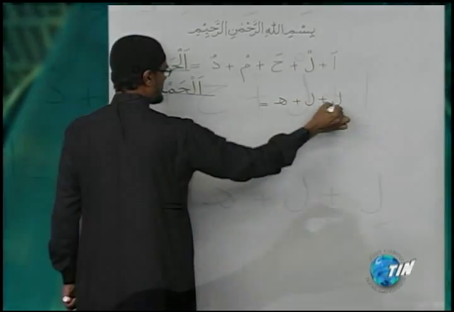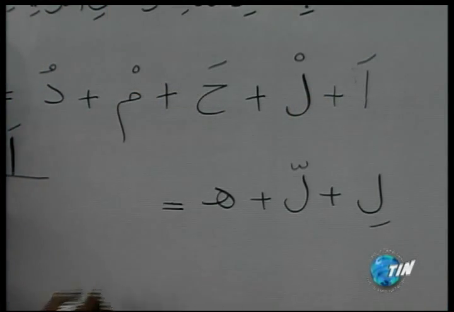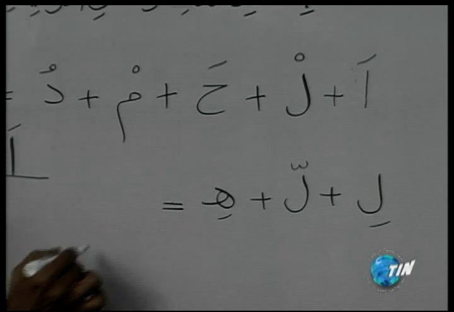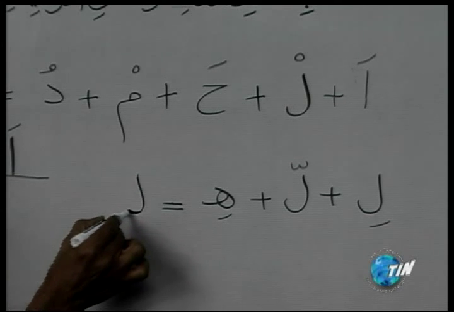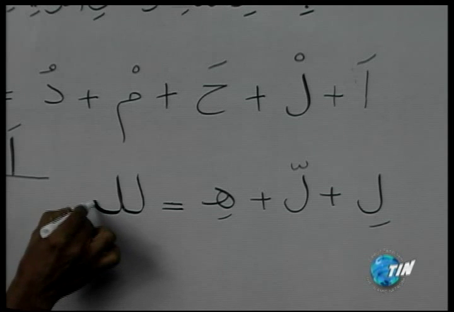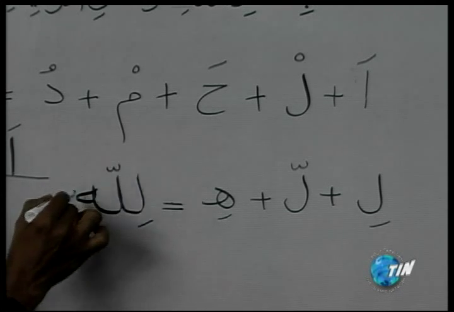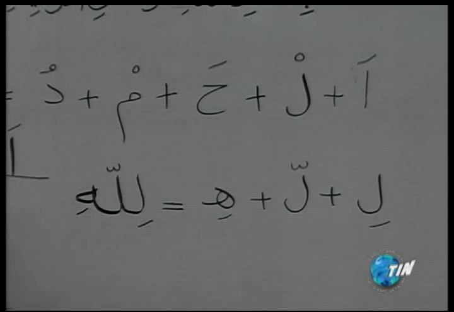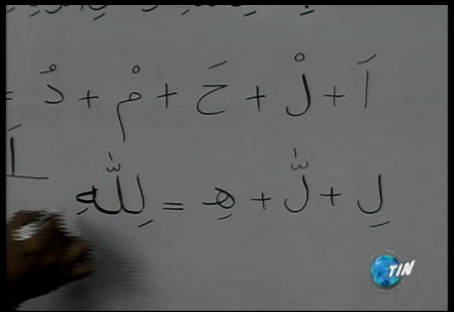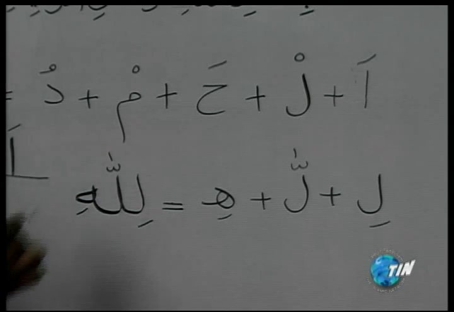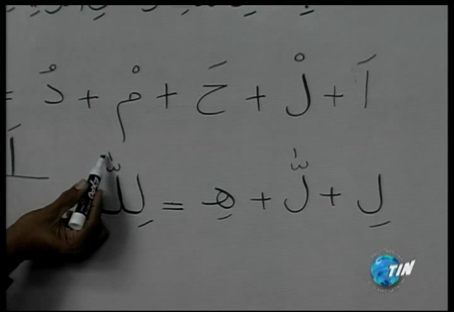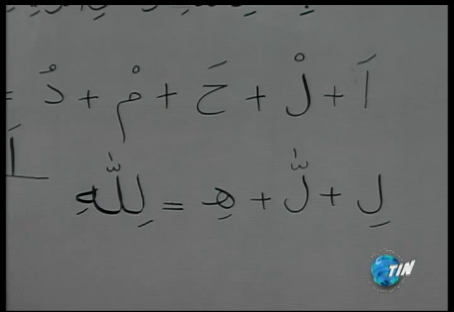Suppose we have a lam plus another lam plus a ha equals to what? Let's say we have a kesra there, a shadda there, and a kesra there. You have a lam and another lam and a ha. All right? We put an alif here. Lillahi. Lillahi. You notice, remember this alif? We spoke about this alif before.